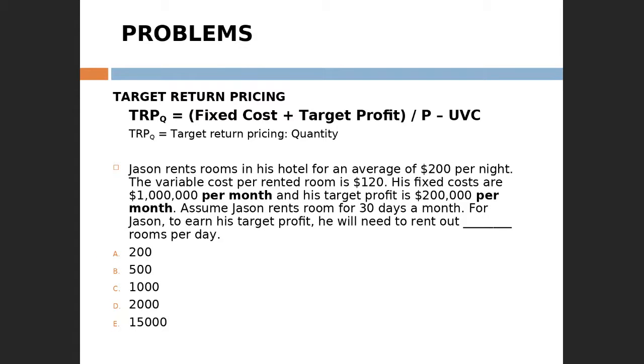So this is another example of target return pricing. Jason rents rooms in his hotel for an average of $200 per night. The variable cost per room rented is $120. His fixed costs are $1 million per month and his target profit is $200,000 per month. Assume Jason rents rooms for 30 days in a month. For Jason to earn his target profit, he will need to rent out blank rooms per day. Is it A? Is it B? Is it C? Is it D? Is it E?